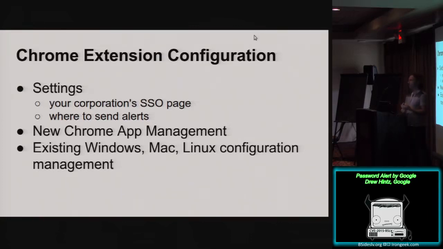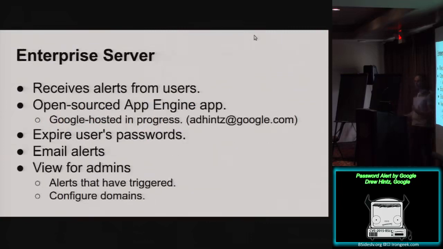In addition, you can configure where to send alerts to, and these alerts would have things like, oh, this user typed their password in evilsite.com. Maybe you want to take action. And you can configure this using Chrome App Management to push it out to people in your Google for Work domain, and you can use existing configuration things for your operating systems, like Windows Group Policy and that sort of thing. And so the enterprise server is what receives alerts from the Chrome extensions.